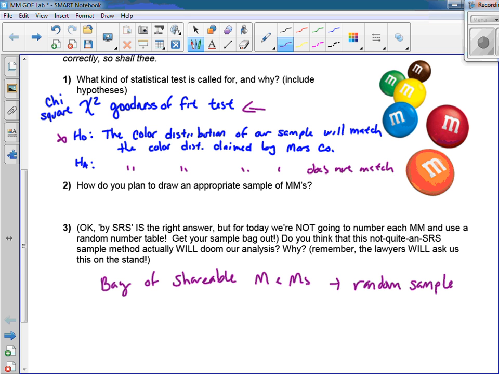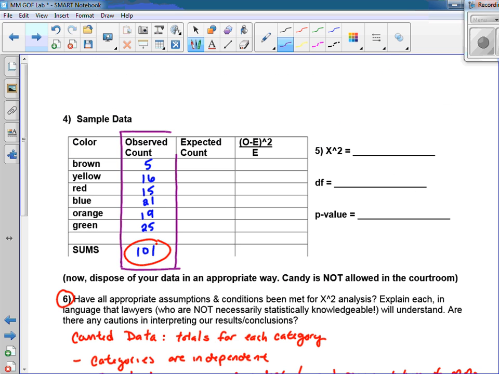Okay, so what's going to happen, or what happened in class today? They took the shareable size of M&Ms, and they opened it, and they split them into colors. And they counted how many of each color they saw. So here is some sample data. We have all of the colors and the observed number of each in the bag, and then the total number that they have. Okay? So the next part of this, because we're trying to come up with our chi-square test statistic, is to come up with the expected count.